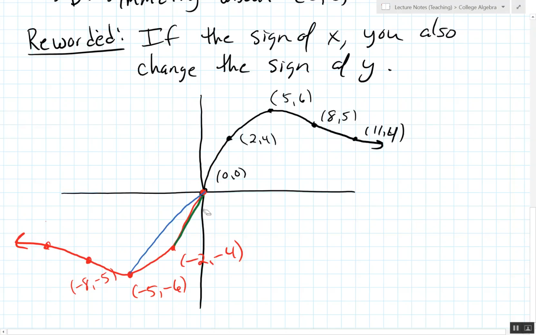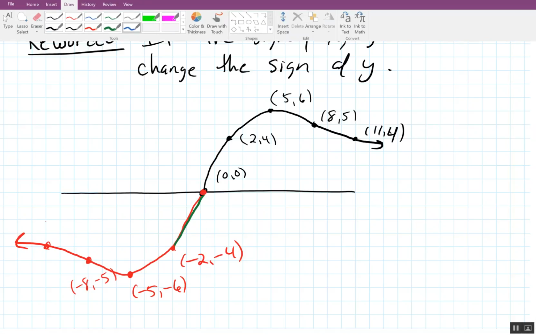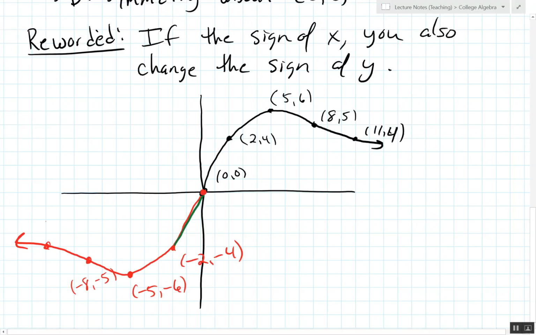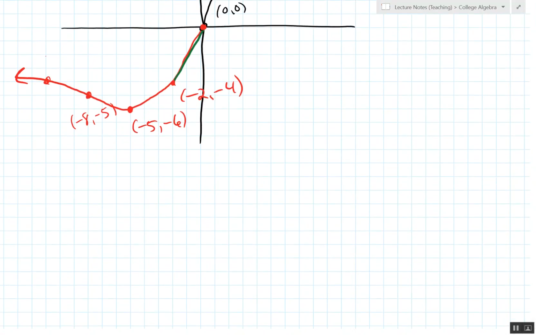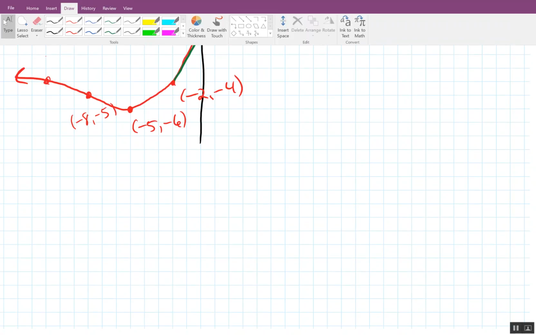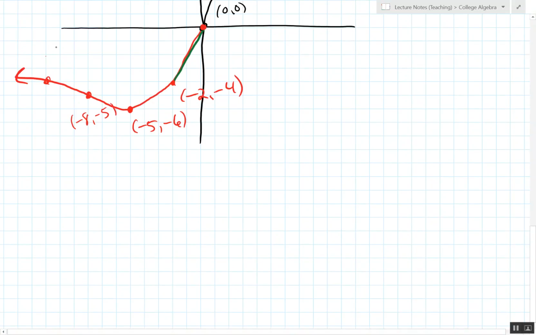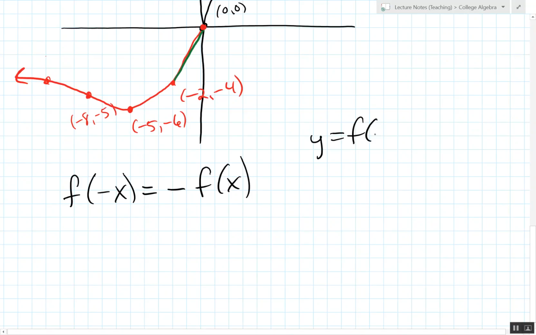So we need an algebraic definition like we had before. The algebraic definition is this: if I take f and change the sign of x, this will equal the negative of the y value. Remember that y is always equal to f of x, so this is going to be the y coordinate, and if I change the sign here, I have to change this value's sign too.